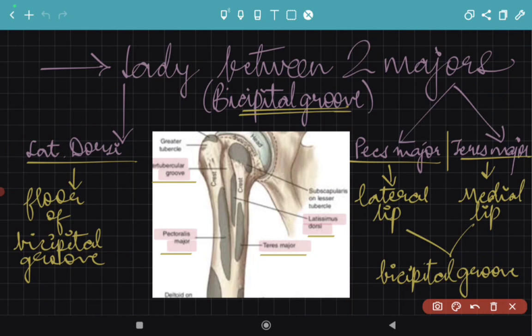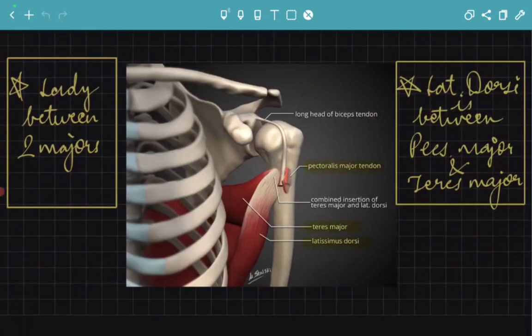Now their position around the bicipital groove is such that the floor of the bicipital groove is occupied by latissimus dorsi and the lateral lip of the bicipital groove is occupied by pectoralis major and the medial lip of bicipital groove is occupied by teres major. Hence we say that lady between two measures, that means latissimus dorsi is present between pectoralis major and teres major.